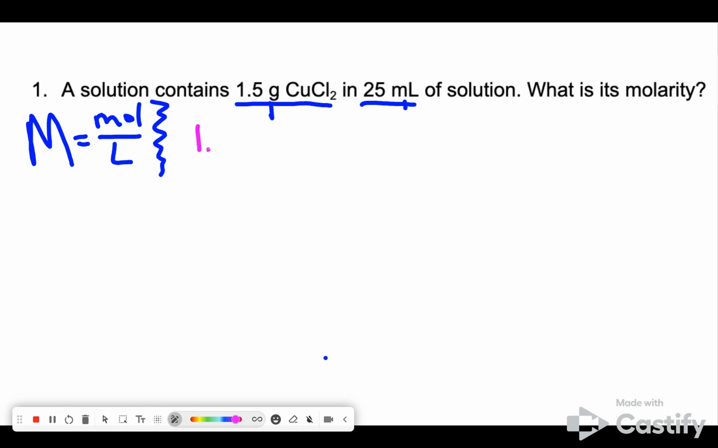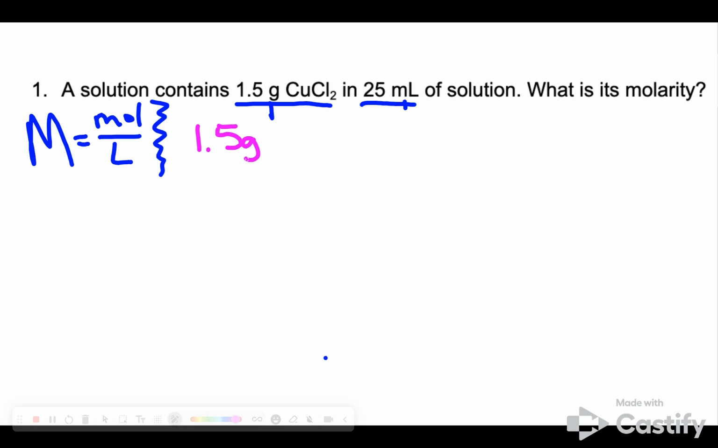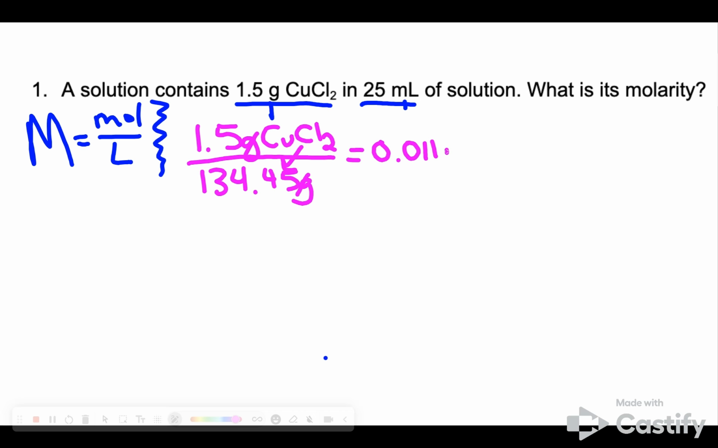I know that if I have 1.5 grams of CuCl2, I convert that to moles by dividing by the mass of copper chloride. On my periodic table, I'm going to look up the mass of copper and the mass of chlorine, and I end up with 134.45 grams per mole. My grams cancel out and I'm left with moles, and it comes out to be 0.011 moles.